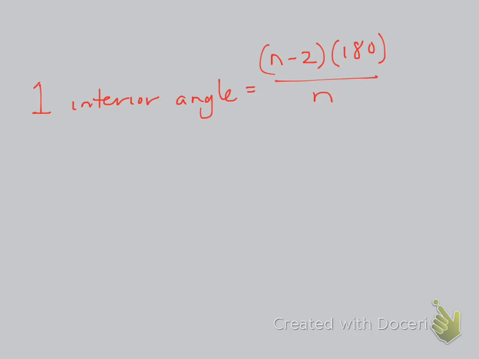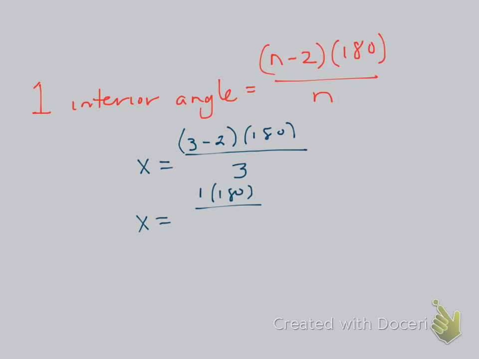So, let's start with the number of sides. We just did an example of a triangle. So we're going to try to find the interior angle of a triangle, which we already know the answer, but I just want to show you how this works. So 3 times the sides. So 3 is n, 3 minus 2, because 3 sides, times 180 divided by 3. Okay? Well, x is equal to 1 times 180 over 3. So 180 divided by 3, the interior angle is 60 degrees.